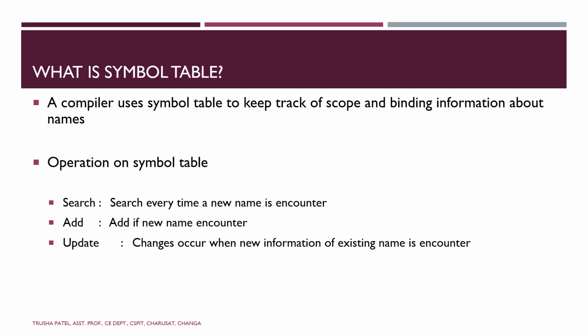Now the operations we are going to perform on the symbol table are search, add and update. We can search for any name inside the symbol table. Either we have to enter a new entry of a name inside the symbol table, or we would like to change the existing information of any name.